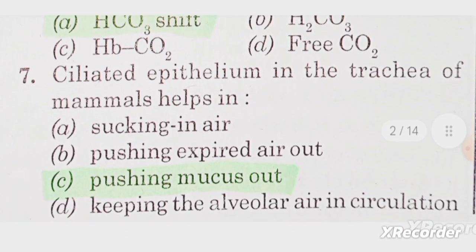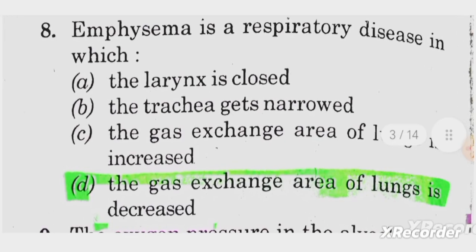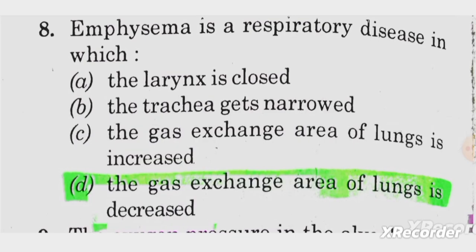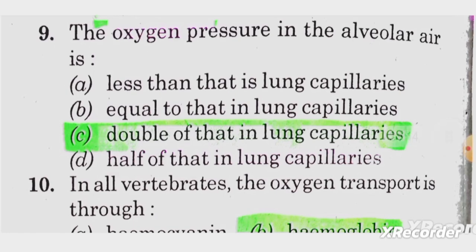Next. 7. Ciliated epithelium in the trachea of mammals helps in answer C, pushing mucus out. Next. 8. Emphysema is a respiratory disease in which answer D, the gas exchange area of lungs is decreased. Next. 9. The oxygen pressure in the alveolar air is answer C, double of that in human capillaries.